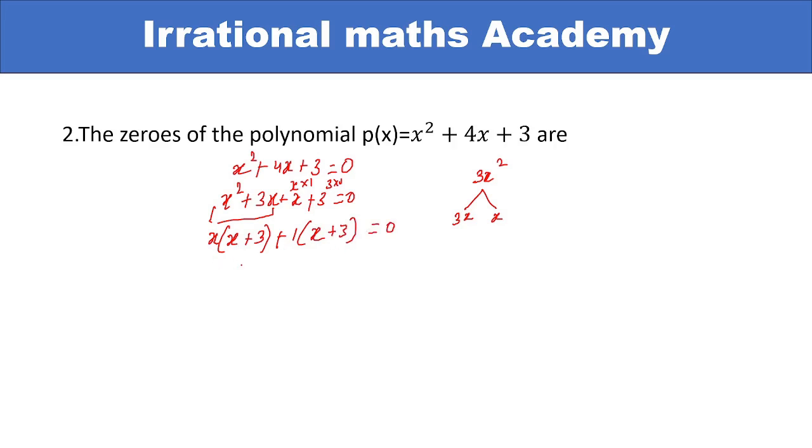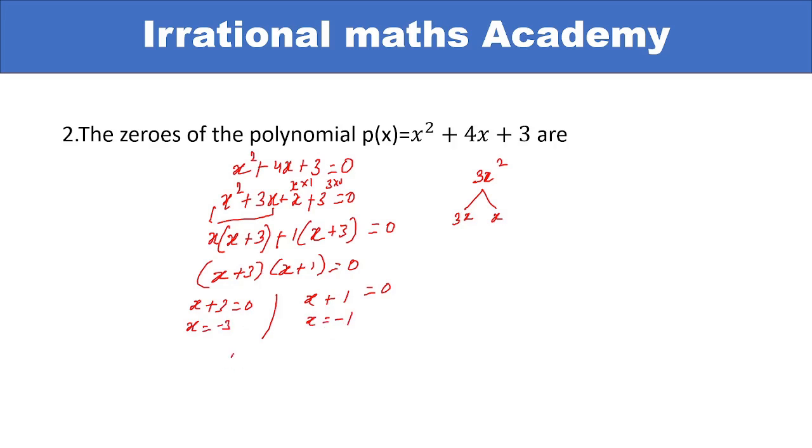Now if you observe this, what is common? X plus 3 is common, into x plus 1, equal to 0. Equate x plus 3 to 0 and x plus 1 equal to 0. In that, if I transpose this plus 3 to that side, what I'll get here? Minus 3. And if I transpose this plus 1 to this side, what I'll get?